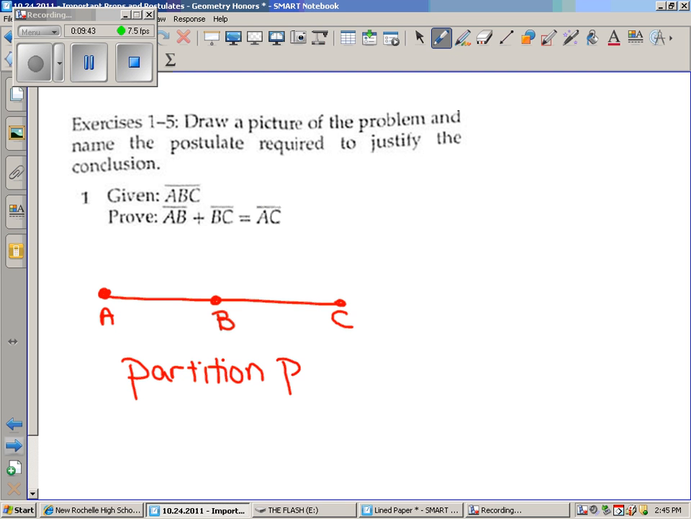And when it comes down to saying postulate or property, we're not going to make a big deal of it. Partition postulate, or you could say whole equals sum of parts.